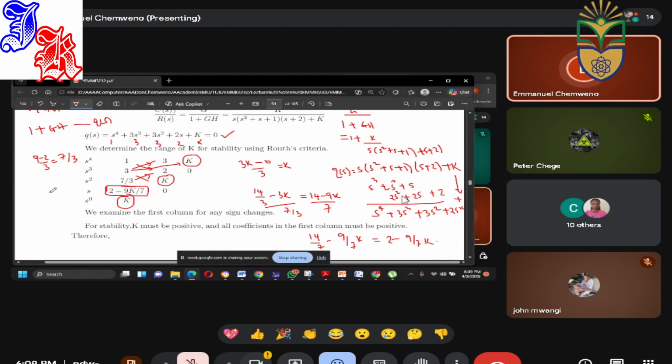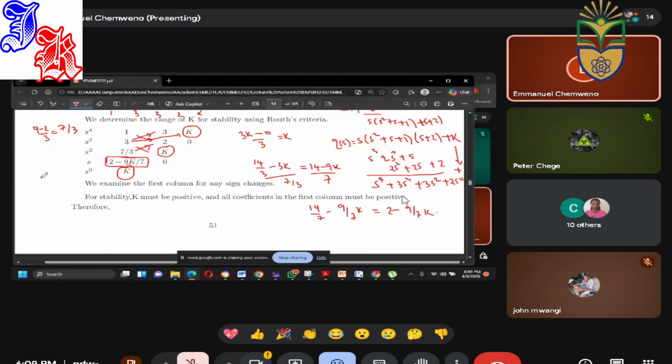Now, for the first column to be 1, 3, 7 over 3, 2 minus 9/7 K, and K, for stability, this must be positive.